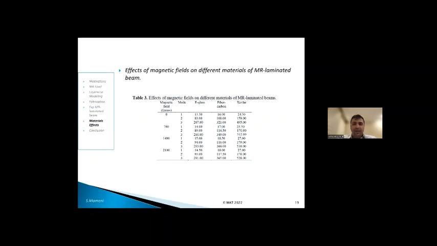Kevlar, follow this rule. By applying the magnetic fields up to 1,400 Gauss, the amounts of natural frequencies increased. But after that, up to 2,100 Gauss, this amount suddenly decreased. This phenomenon is dependent on the nature of the MR fluid. If you want to change the dynamic behavior of the structure, the best situation is to choose the condition up to 1,400 Gauss.